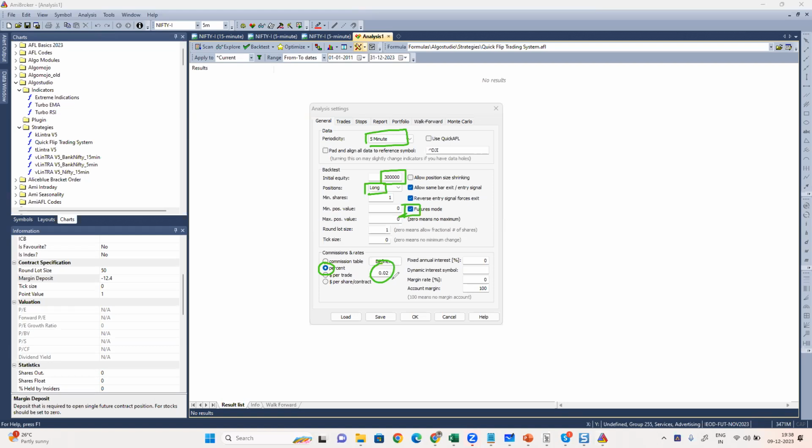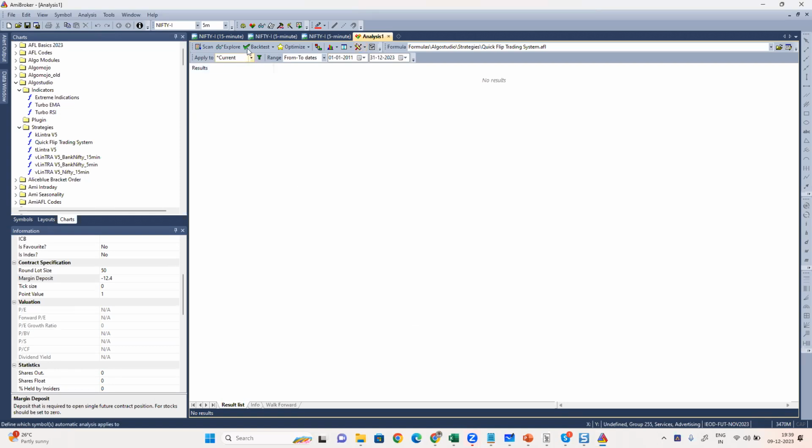This 0.02 includes GST, stamp duty, exchange turnover charges, SEBI charges, and all those basic transaction charges, including brokerage. Put together, it is 0.02 on the buying side and 0.02 on the sell side. So both the legs are included. On both buy side and sell side, the transactions are covered. So once the transaction cost is set, press OK, and then hit the backtest button.